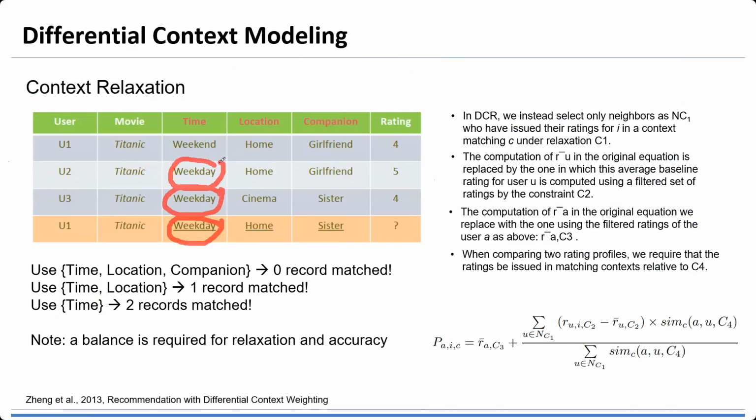So we need to find this kind of matching by looking at the number of records that match. If it is available, we can say that this context can be used. If not available, like this one, then we skip it.